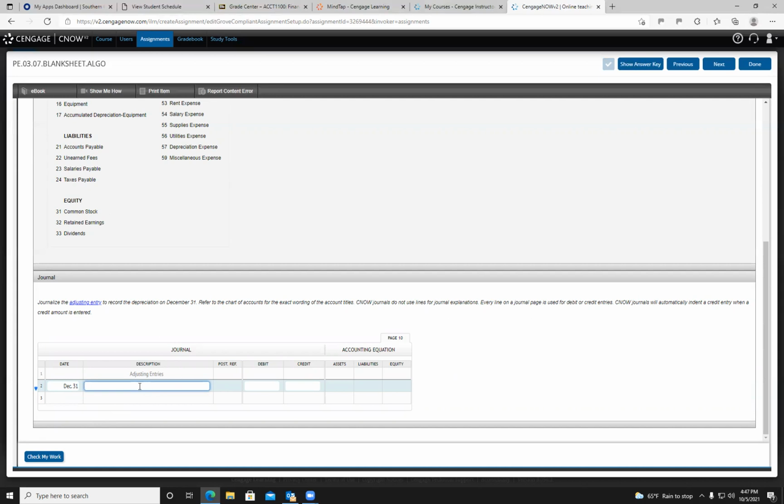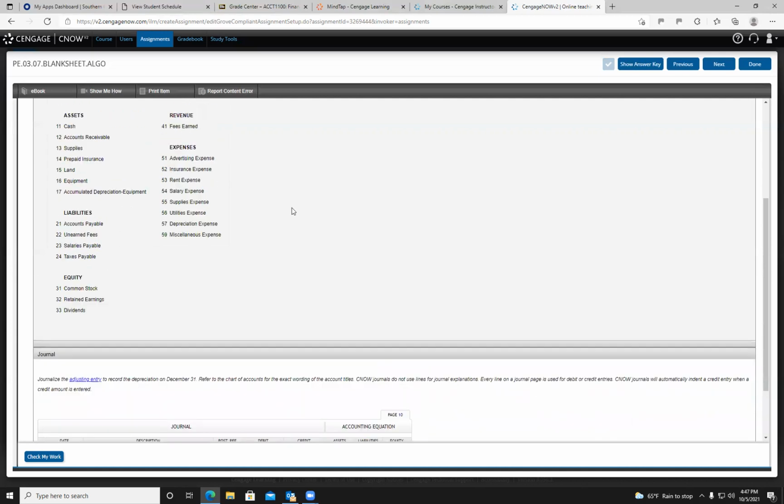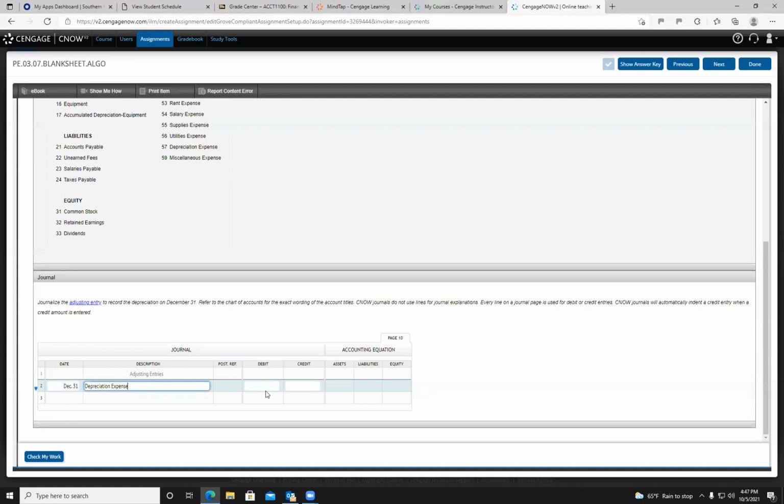All right, so what's going to be our debit entry? Again, we're going to go to our expense account. Expenses are always recorded with a debit. So that tells us our debit account is depreciation expense. The amount was $7,440, so that's the amount we're going to record.